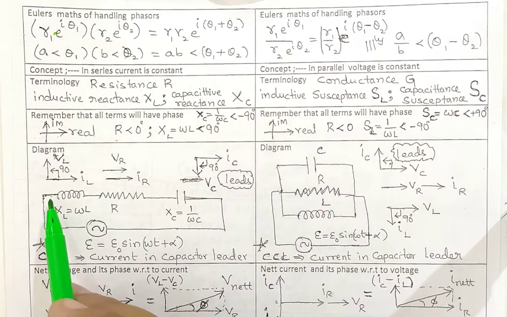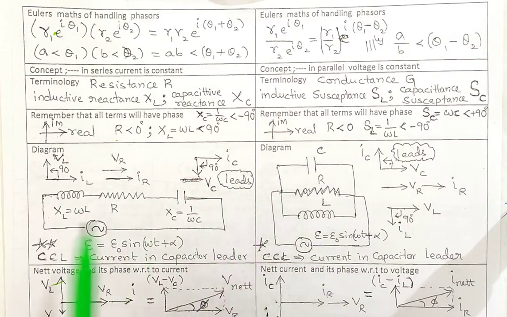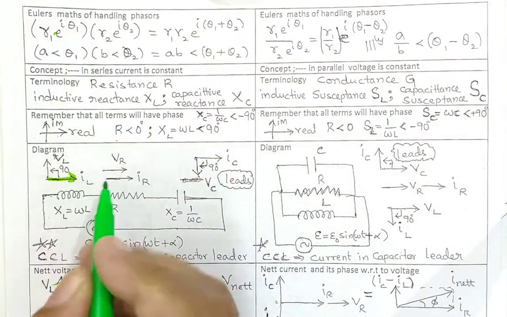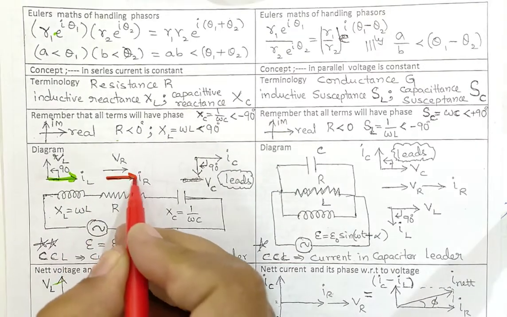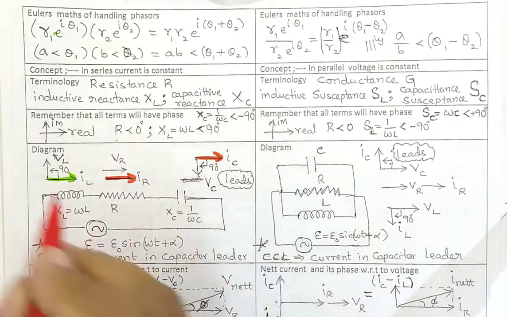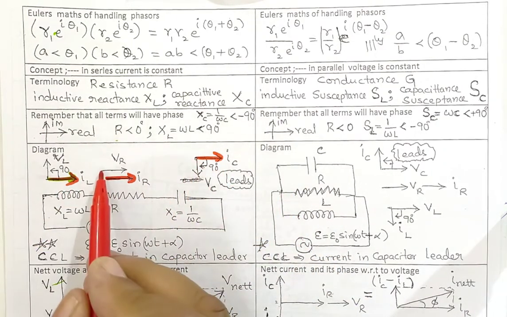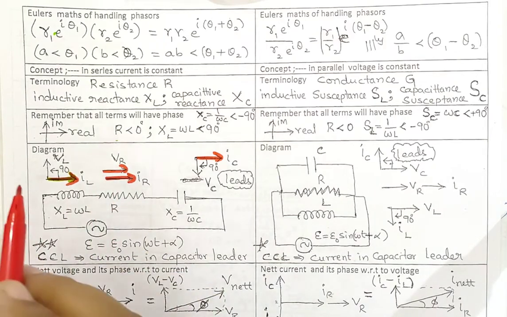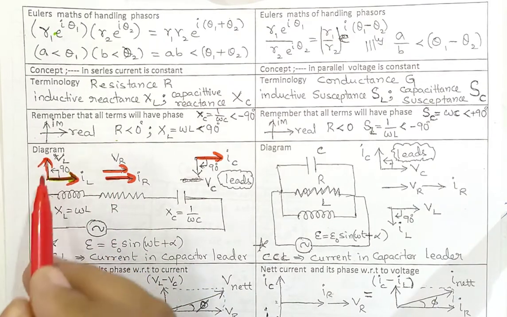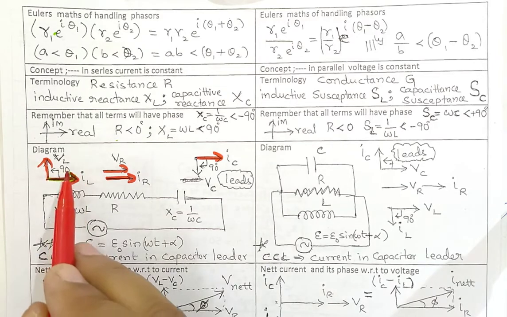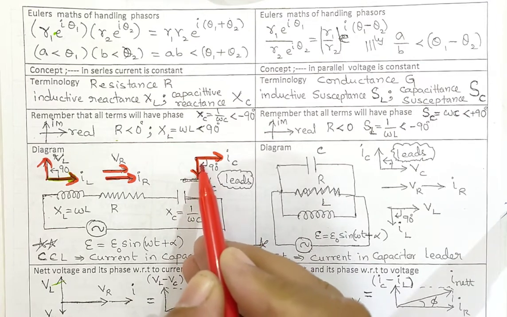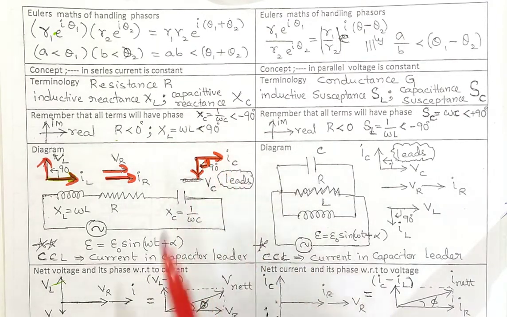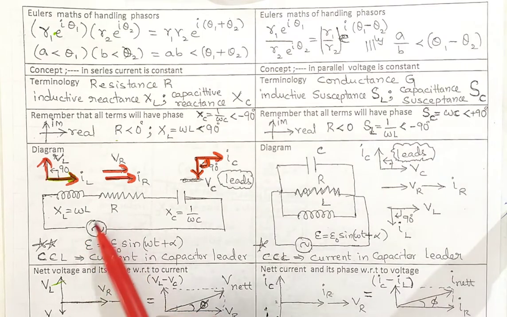That means in series LCR circuits we take current as the base, because in series current is constant. So we take the same axis for current in all of them, in the same direction. In case of a resistor, they should be parallel. In case of an inductor, current should lag. In case of a capacitor, current should lead, like this. Now the EMF of the alternating source is given by E naught sin omega t plus alpha.